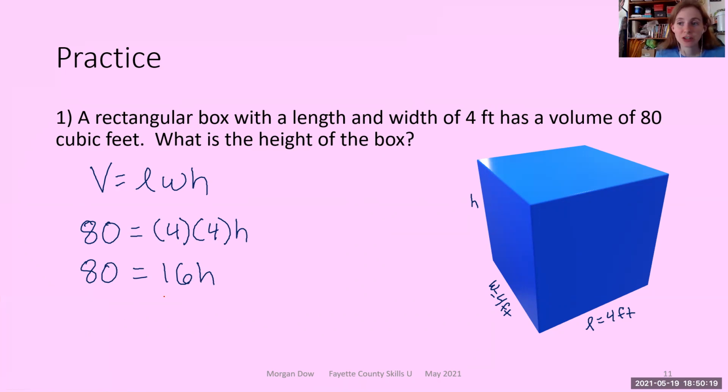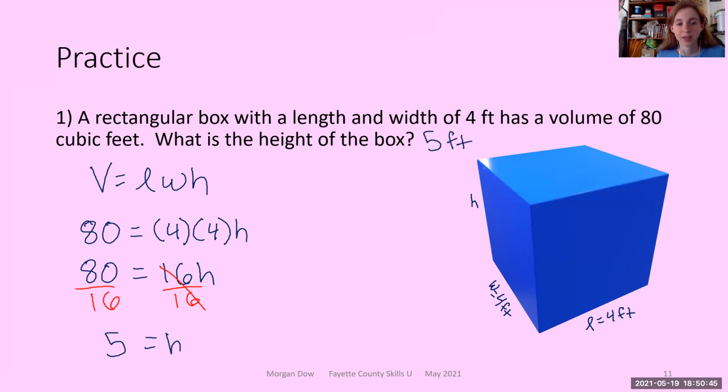We need to get the H by itself by canceling out the multiplication. So we do the opposite of multiplying. We divide. Divide both sides by 16. And so we are going to be left with our height is equal to 5. So the height of the box is 5 feet.